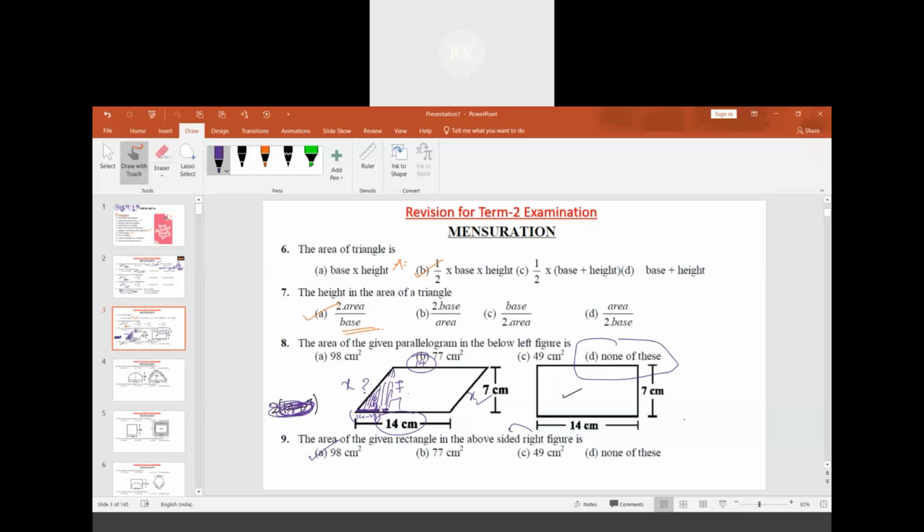We have taken this base as y. If this is y, the remaining will be 14 minus y.